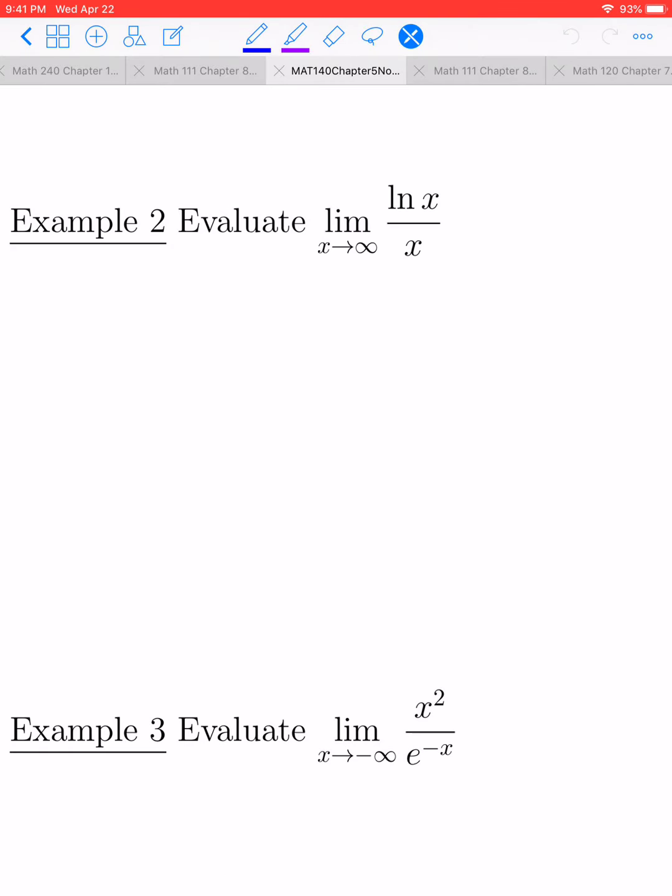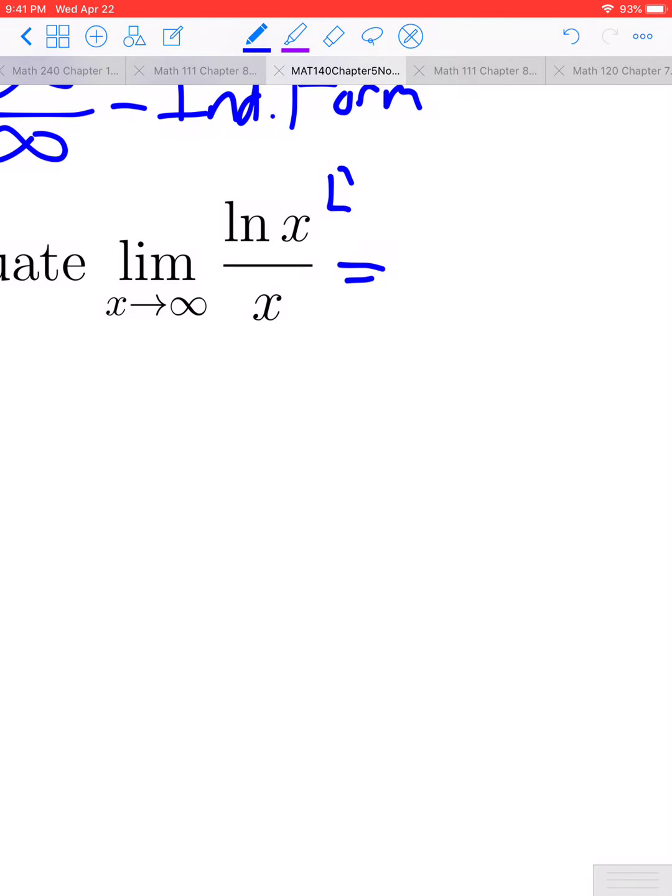Let's take a look at example 2. We want to evaluate the limit as x approaches infinity of the ln of x divided by x. As x approaches infinity, the numerator is going to approach infinity. The denominator is also going to approach infinity, and so we do in fact get an indeterminate form, so this is something we can apply L'Hopital's rule to. By L'Hopital, this is the limit as x approaches infinity of the derivative of the numerator, the derivative of the ln of x, which is 1 over x, divided by the derivative of the denominator, the derivative of x, which is 1.